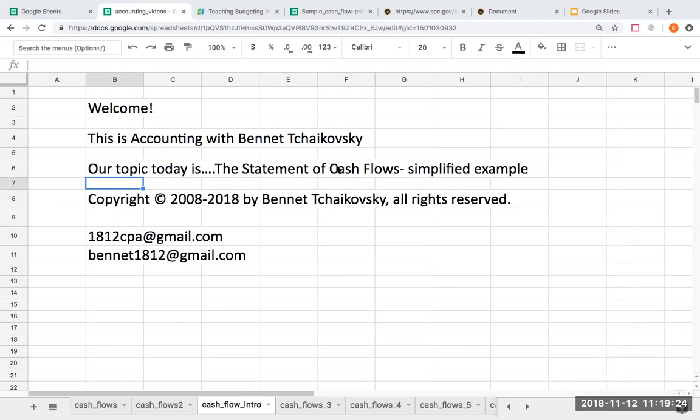Our topic today is the statement of cash flows. We're going to be going through a simplified example.